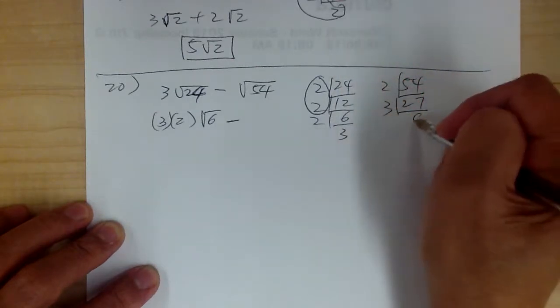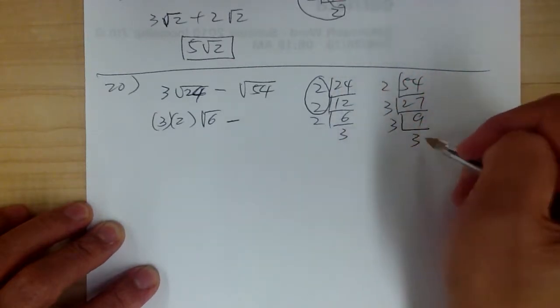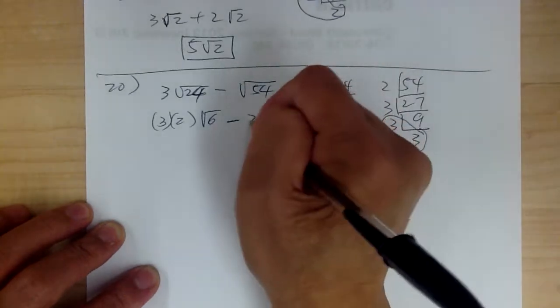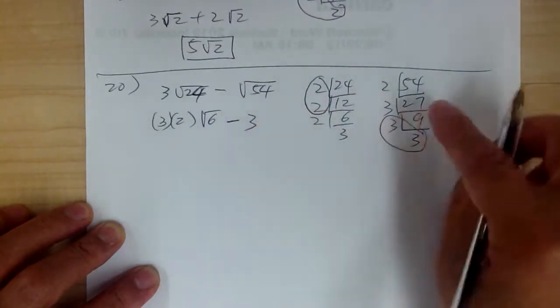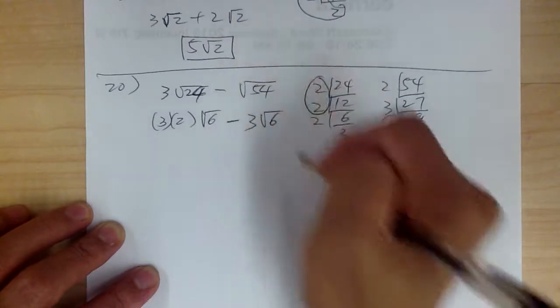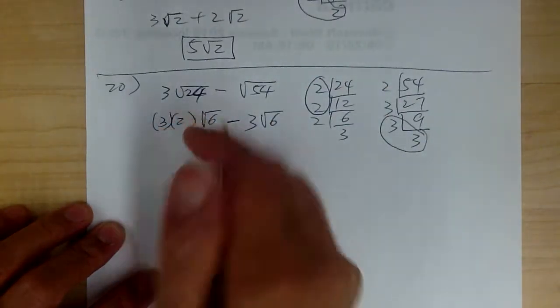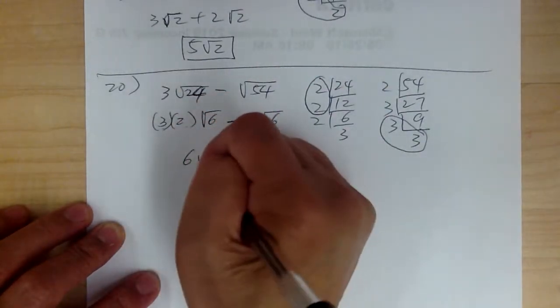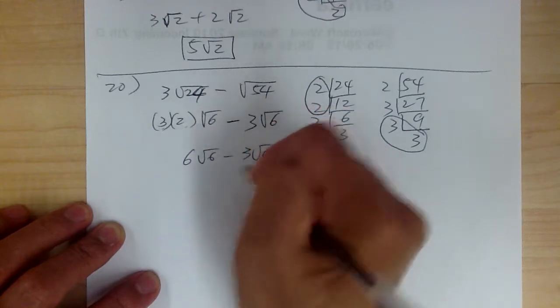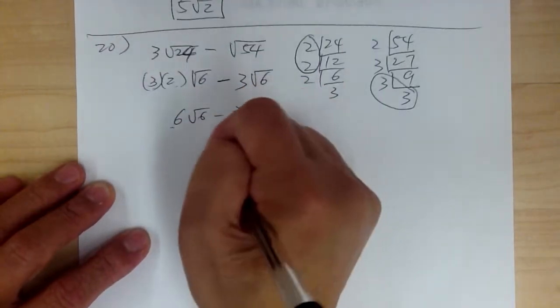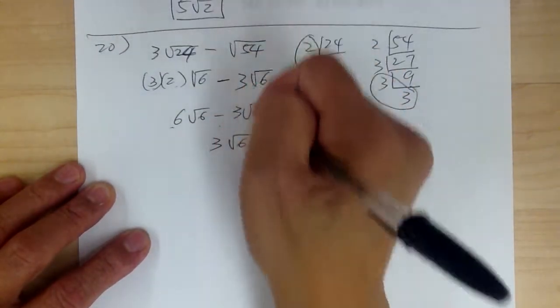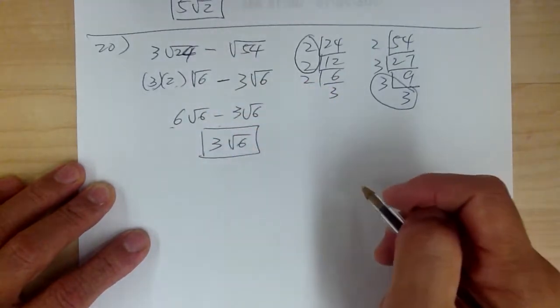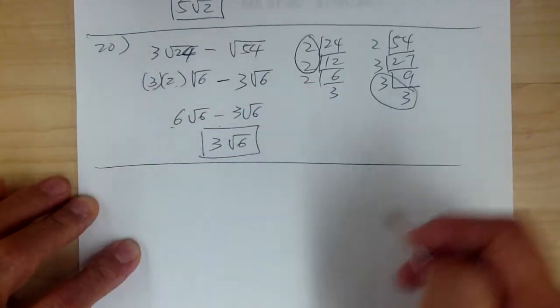Divided by 3, I get 9. Divided by 3, I get 3. So this comes out as an integer, right? 2, right, it can make an integer. Leftover would be square root of 6. So now I get 3 times 2 is 6. So 6 square root of 6 minus 3 square root of 6, so 6 minus 3 will become 3. Okay? Again, do it step by step, to help you to avoid careless mistakes.